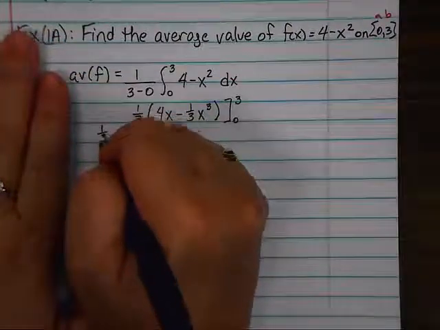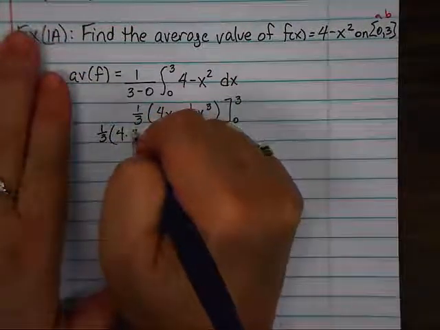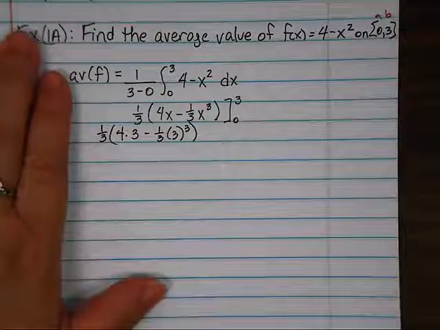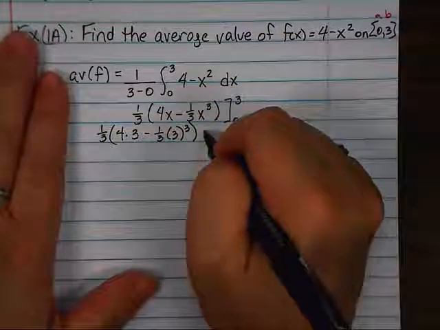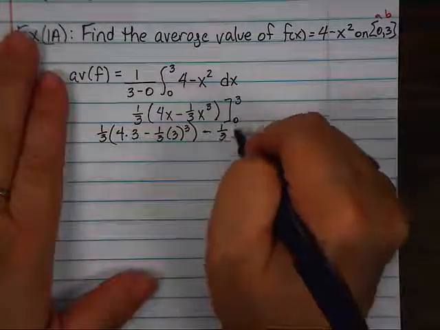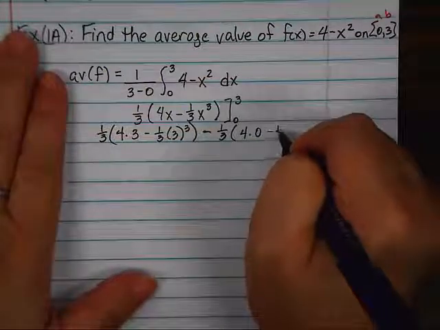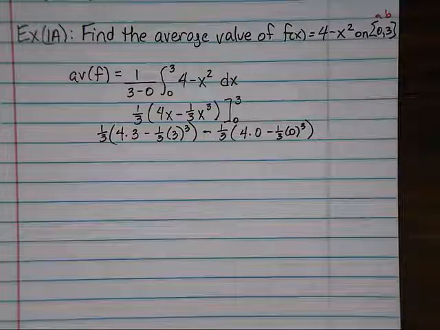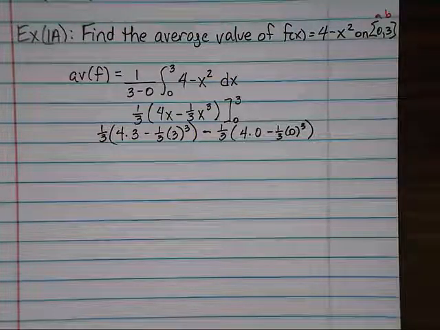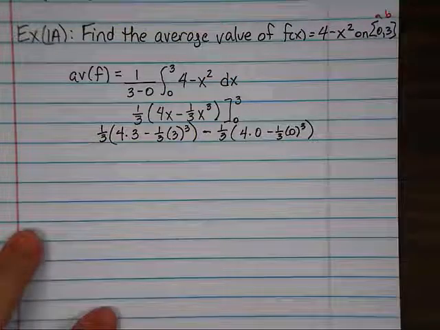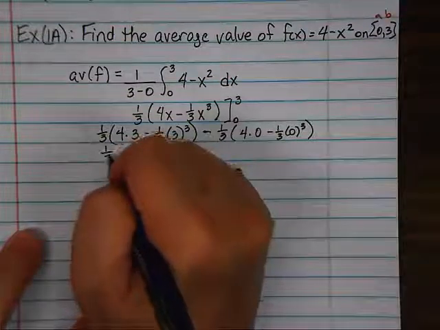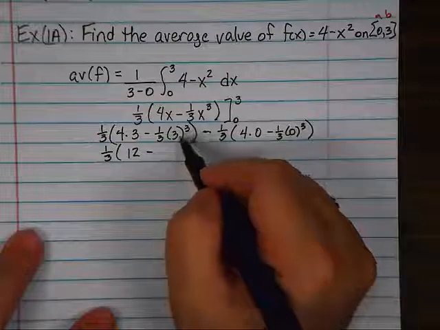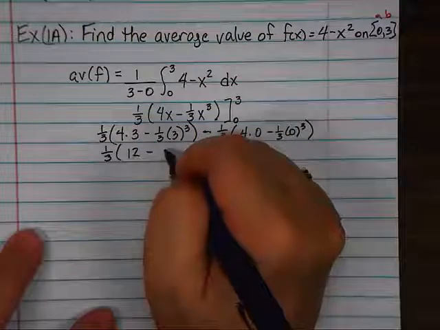So 1/3 parentheses, 4 times 3 minus 1/3 of 3 to the 3rd. There, I'm plugging in the 3 for everything. Minus 1/3 parentheses 4 times 0 minus 1/3 of 0 to the 3rd. 3 goes first, 0 goes second, you subtract the 2. All right, so 1/3 of 12 minus, here you've got to do the power first, so 3 to the 3rd is 27, and the 1/3 of that is 9.